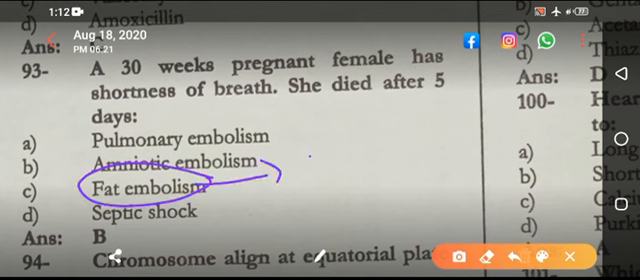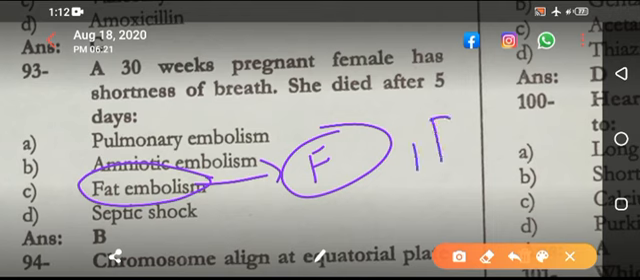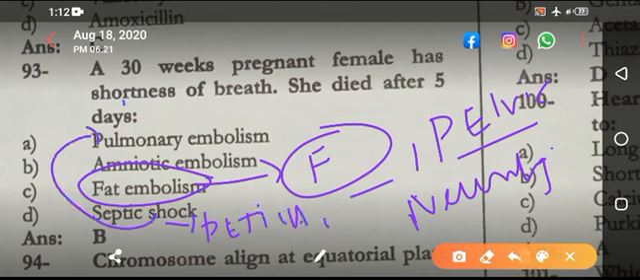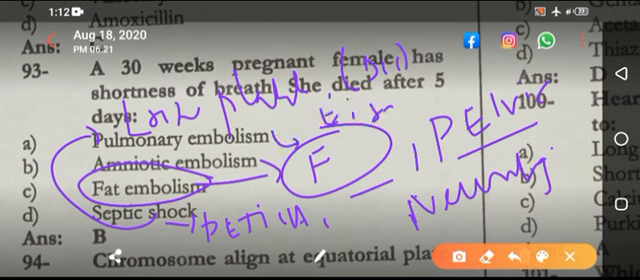There is no history of fracture of long bones like femur, humerus, no fracture of the pelvic bones. These two are the most common. And also there is neurological manifestation. The person is confused, and the person is having petechiae, and the person is having low platelets. This is very important. Low platelets, but workup for DIC is negative, and the person is having eosinophils in urine. Eosinophils in urine. This is fat embolism.